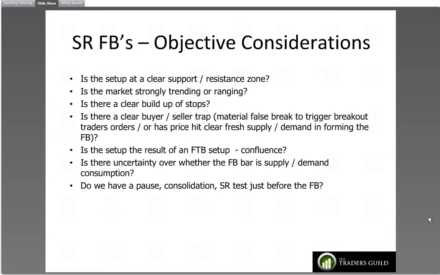So for an SRFB, is a setup at clear support resistance, pretty obvious? We want clear support resistance because the clearer the support resistance, the more likely other people are looking at it in terms of breakout traders, the more likely you are to have the stops build up, etc. Is the market strongly trending or ranging? Obviously I prefer a ranging market rather than a trending market, because we don't want those impulsive moves. Is there a clear build up of stops?